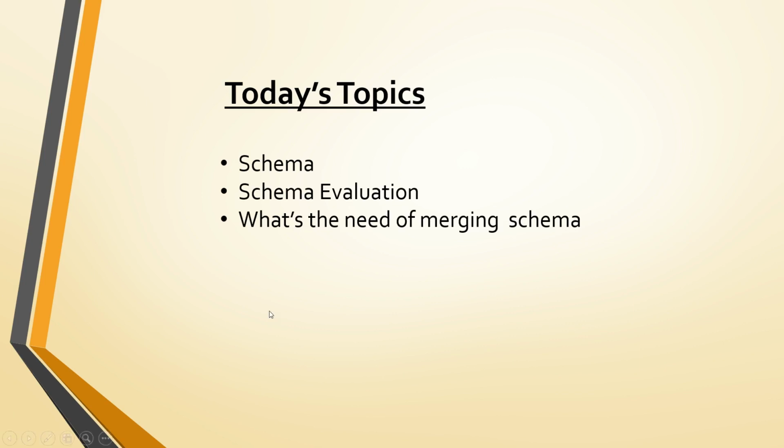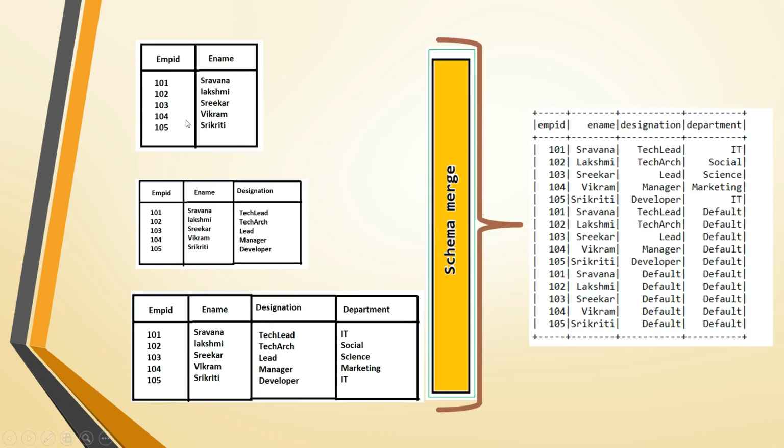So what's the need of merging schema? Why do we need to merge the schema? For example, in the first table there are only two fields, and you are getting this from the client for some time, let's say 1 month. Then after some duration, the client will start sending you an extra field in the same table, let's say designation. So it will become three columns now in that table. Then after some time one more field was added to the same data file.